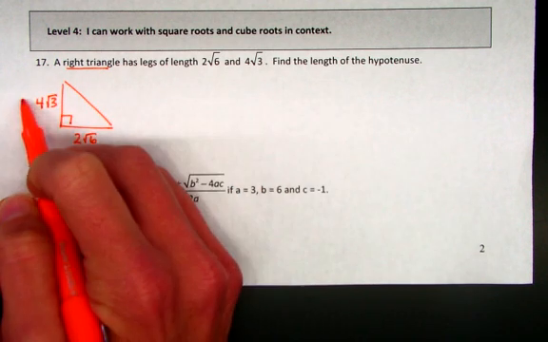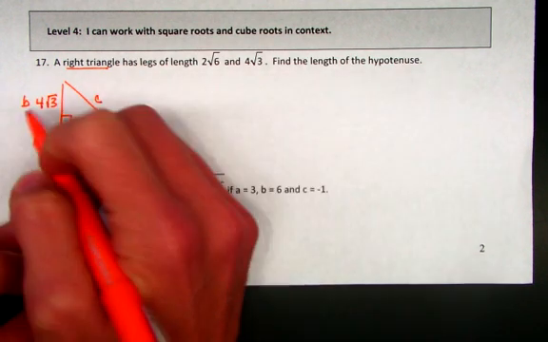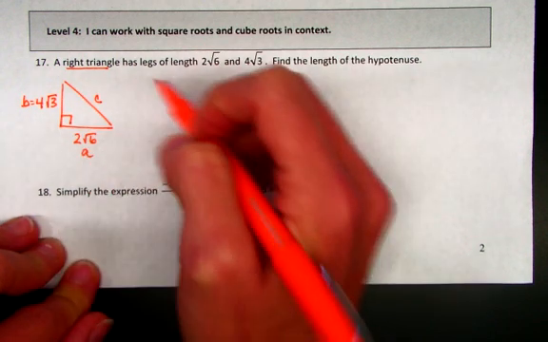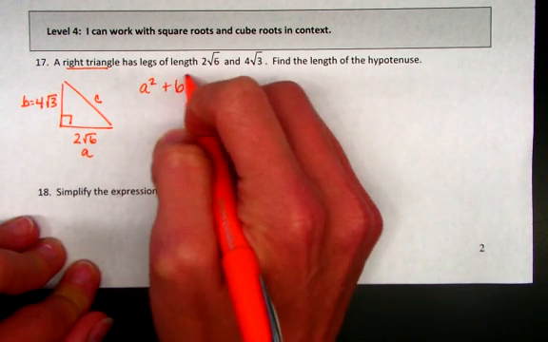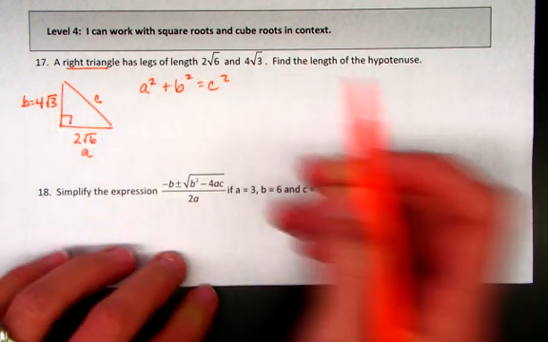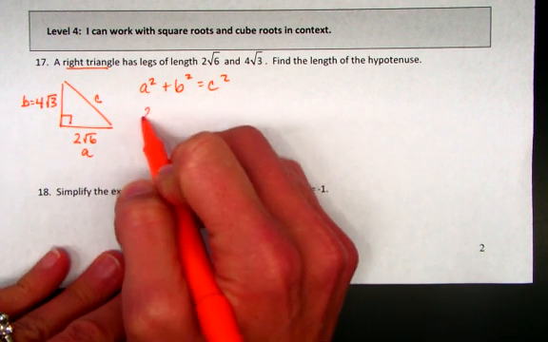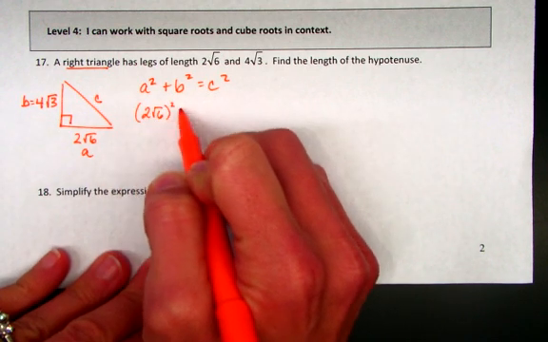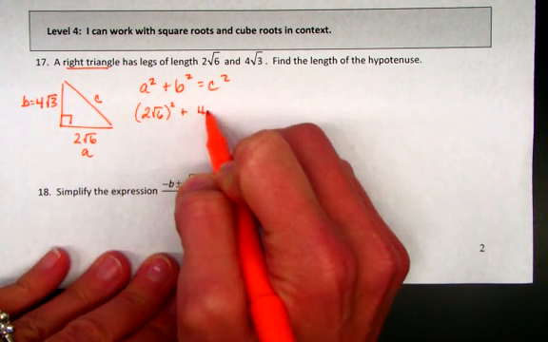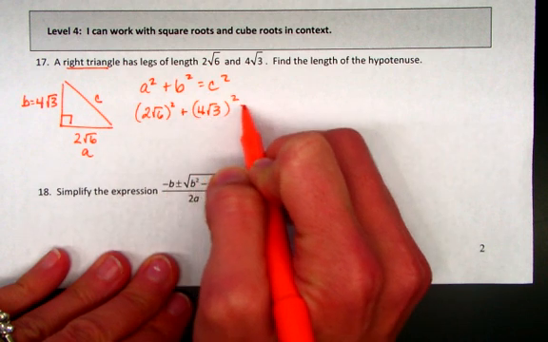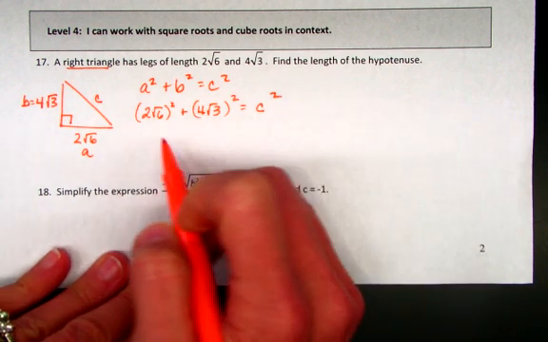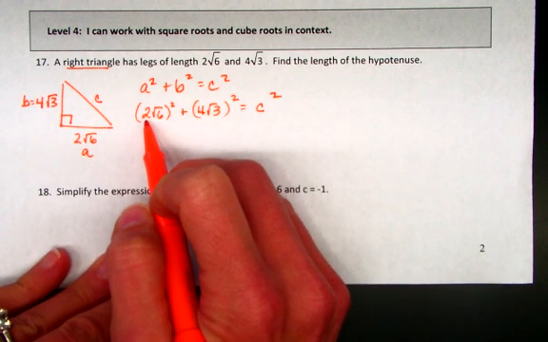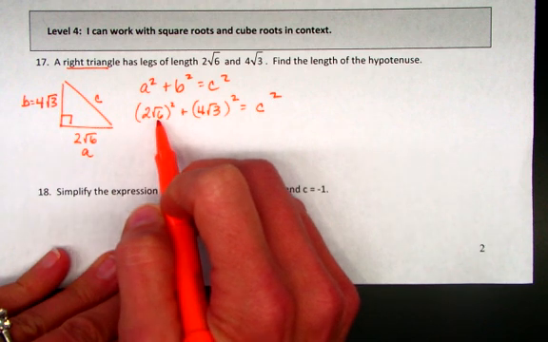This is like A, B, C, and we know that A squared plus B squared equals C squared. So A is 2 root 6 quantity squared plus B, which is 4 root 3 quantity squared, equals C squared. You need to remember when you have two numbers, I have 2 to the first power and 6 to the 1/2, or the root 6.